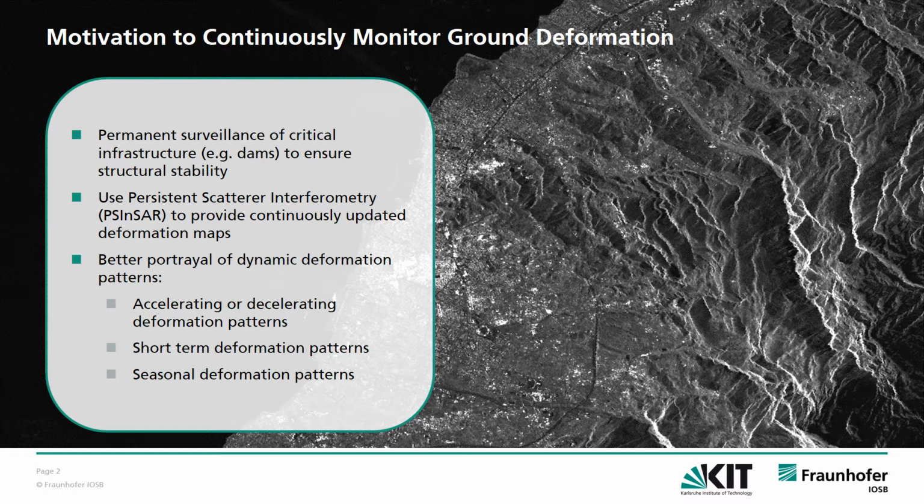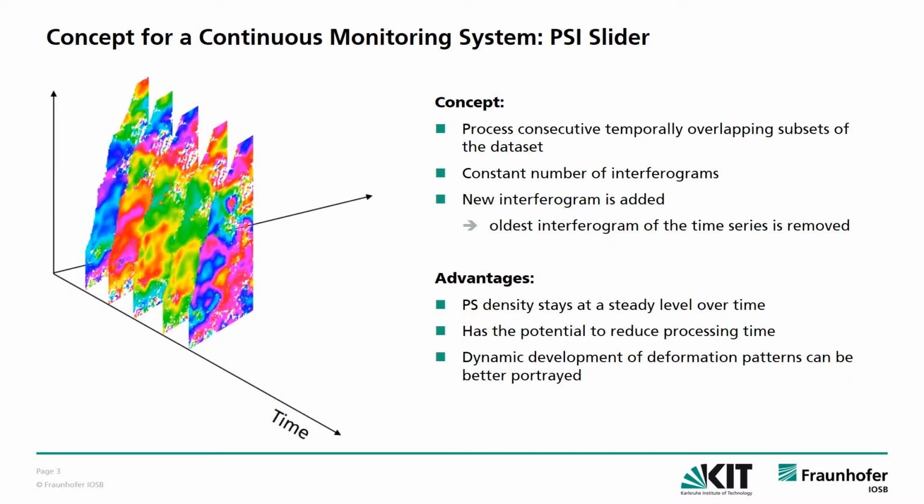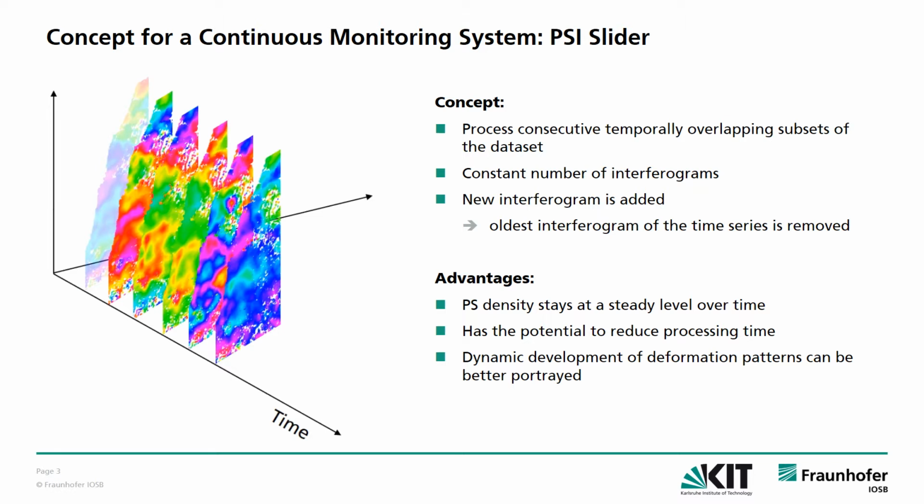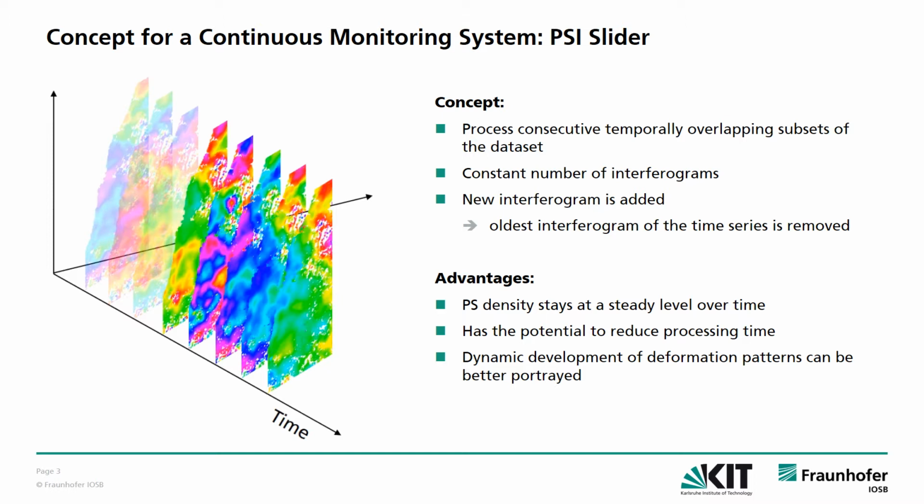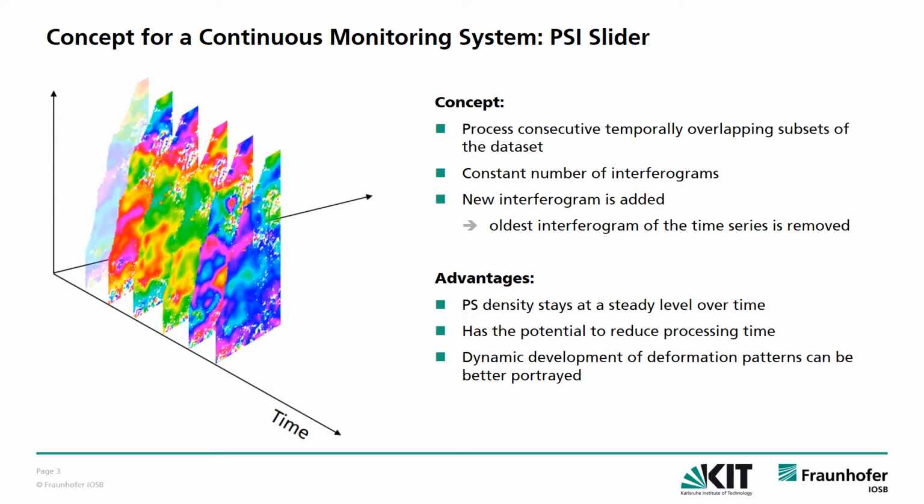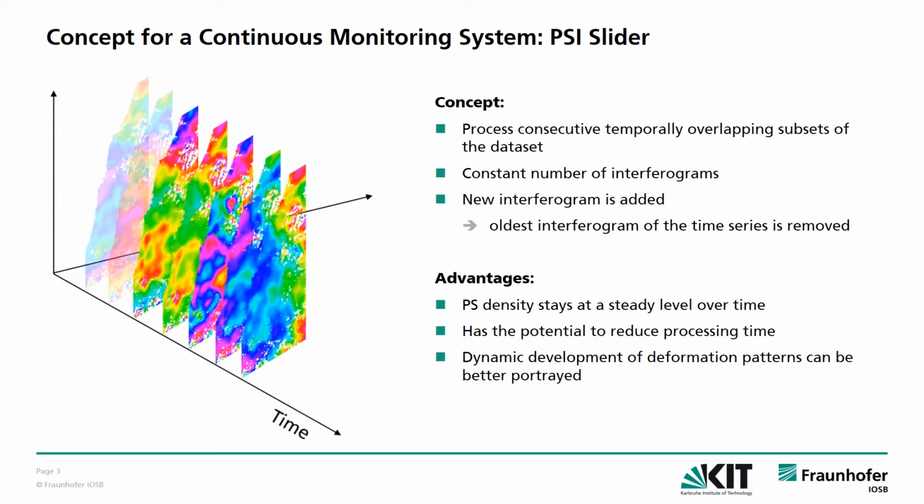However, instead of one deformation map covering a certain observation period, we need regularly updated deformation maps in order to identify accelerating or decelerating deformation patterns, as well as short-term deformation patterns and seasonal effects. Instead of processing the entire dataset each time a new image becomes available, we want to process consecutive temporally overlapping subsets of the datasets. Each time a new image becomes available, it is added to the time series at the same time as the oldest image of a time series is removed, keeping the number of images used constant.